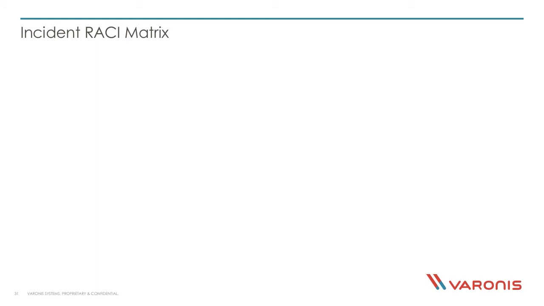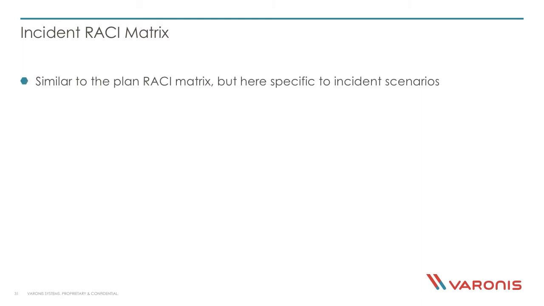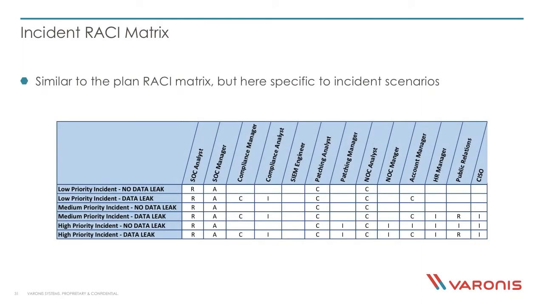Another very interesting artifact in a communication plan is the incident RACI matrix, which is very similar to the plan RACI matrix, but here we use specific incident scenarios. For example, if it's a low priority incident with no data leak, the SOC analyst is responsible and the manager is accountable. But if it's a high priority incident with data leak, the HR manager and the CISO should be informed.